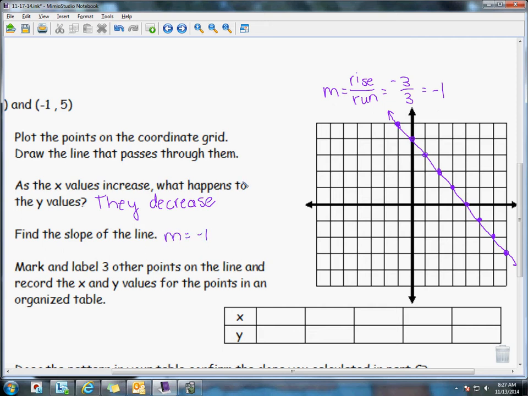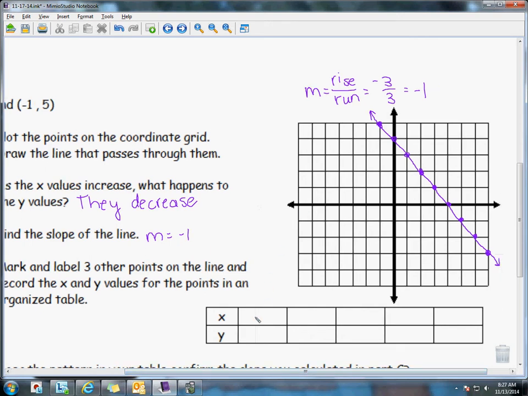Letter D says mark and label 3 other points on the line and record the x and y values for the points in an organized table. So they give us our table here. We're going to use the same numbers we did last week. So we'll do -1, 0, 1, 2, and 3. So -1 would be at 5. 0 is at 4. Then 3, 2, and 1.